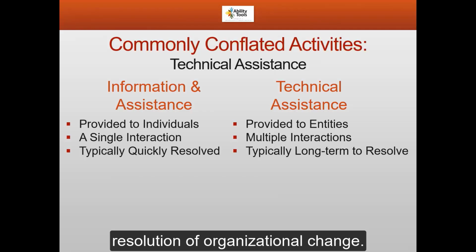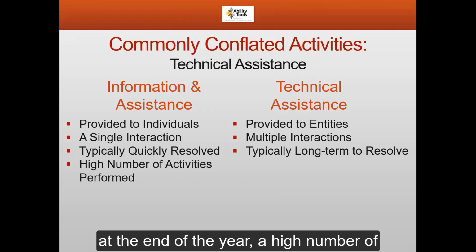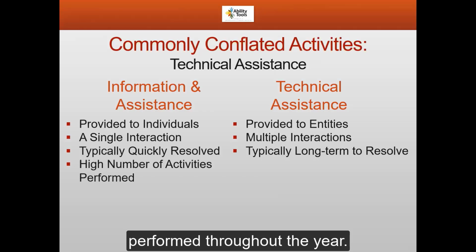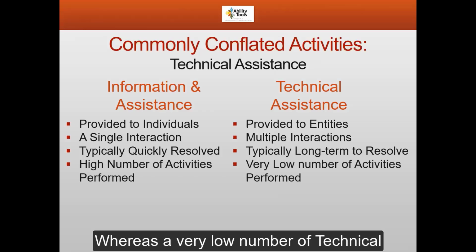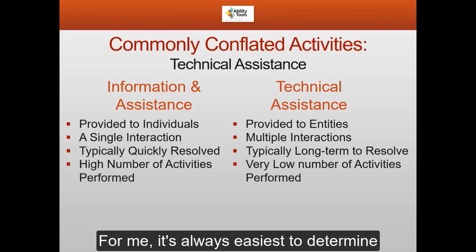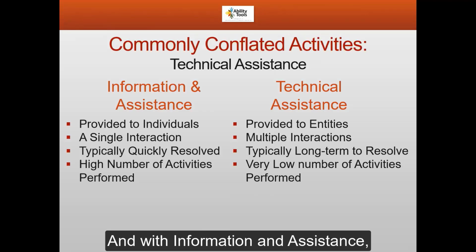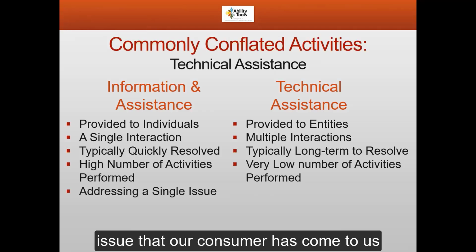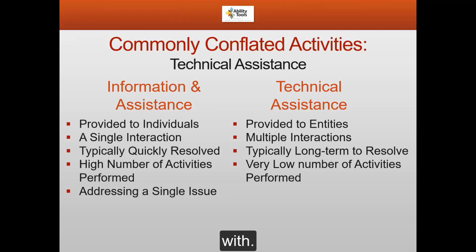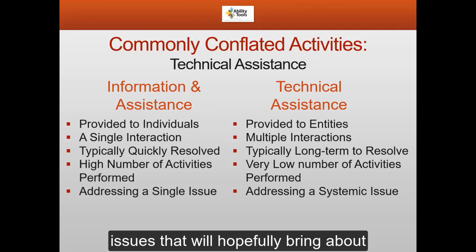of organizational change. Also, if you look at what gets reported at the end of the year, a high number of information and assistance activities are performed throughout the year, whereas a very low number of technical assistance activities are performed throughout the year, like 2 to 3 for the entire state of California. For me, it's always easiest to determine where an activity should be reported based on the ultimate goal of the interaction. With information and assistance, we are trying to address a single issue that our consumer has come to us with, as opposed to technical assistance, where we're trying to address systemic issues that will hopefully bring about systemic change for members of our community.